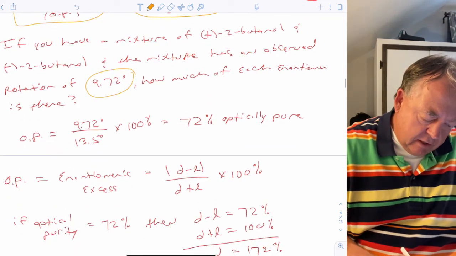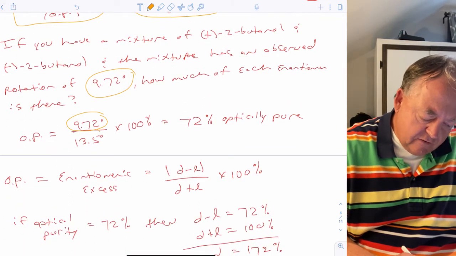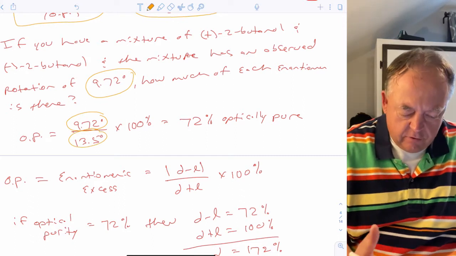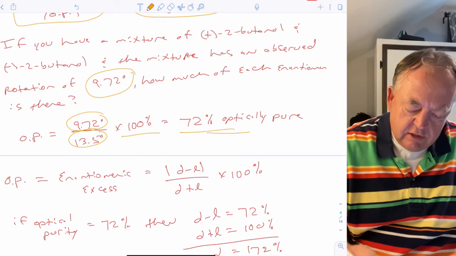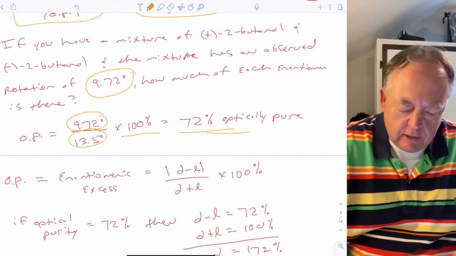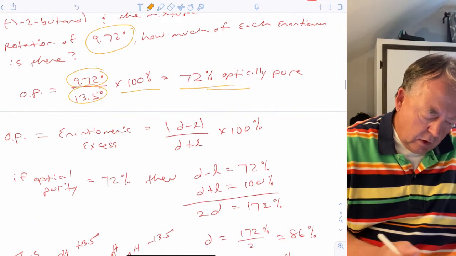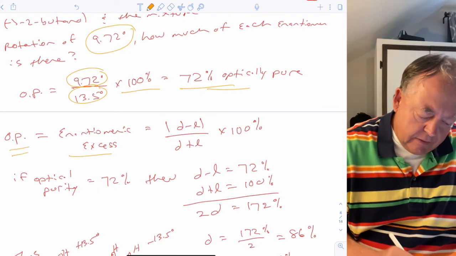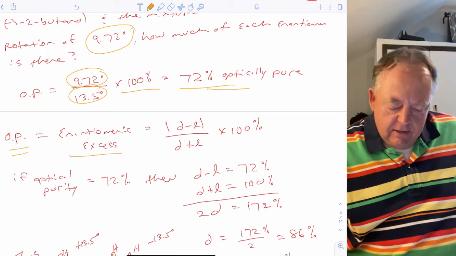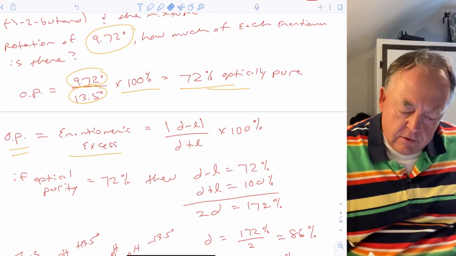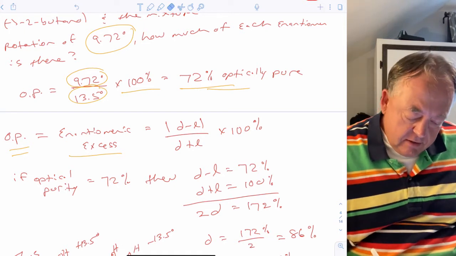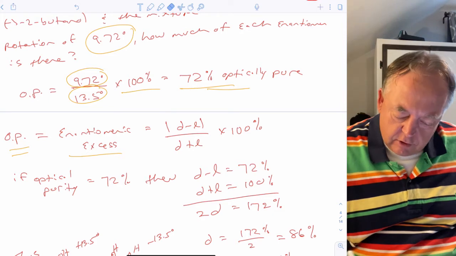All right, so you have the 9.72, that's what's observed, divided by the 13.5, that would be what the pure enantiomer gives, times 100%, so this is a 72% optically pure sample. Okay, so optical purity is the same thing as enantiomeric excess. So that's defined as the magnitude of the D minus the L isomer, how much of each you have, divided by D plus L times 100%.